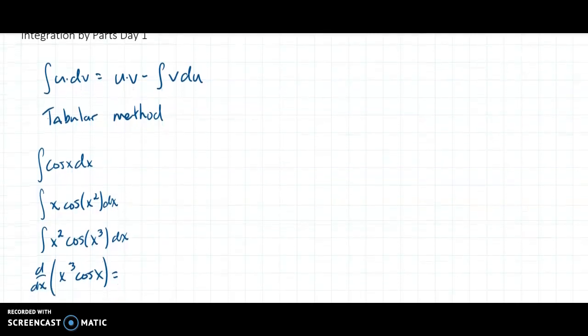So I have this formula with U's and V's. That is actually the formula for integration by parts. I'm going to show you where it comes from in a moment. And I just want to point out that there is something called tabular method, and I'll teach that to you. But tabular method is typically the way that I like to do integration by parts.